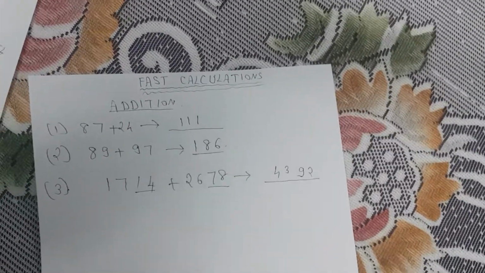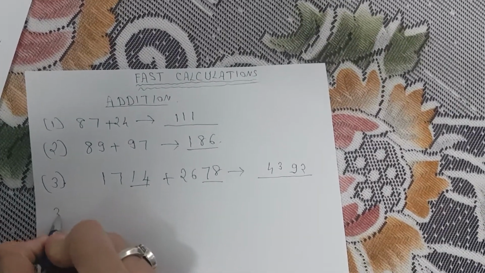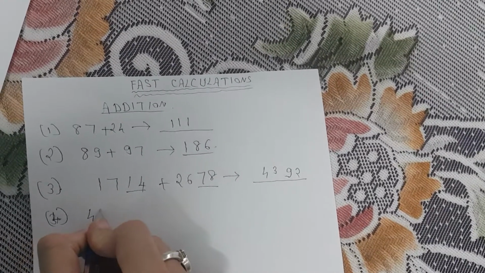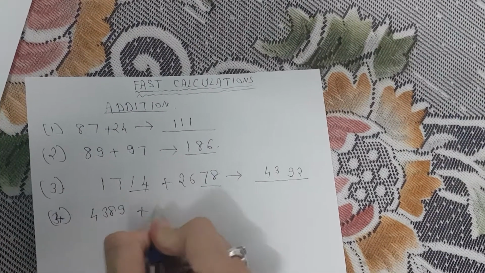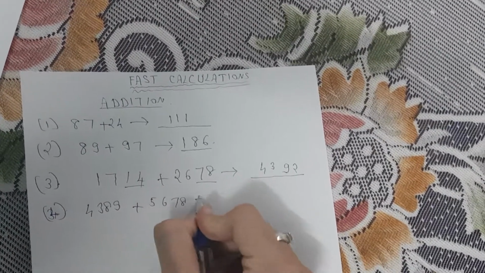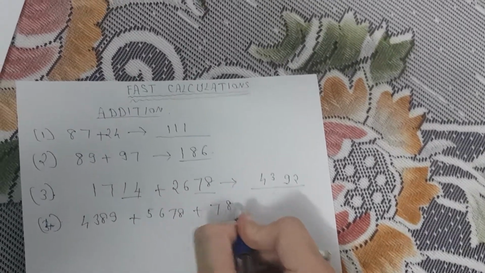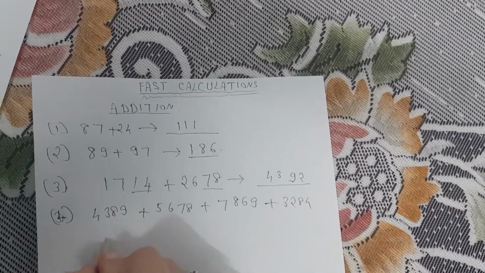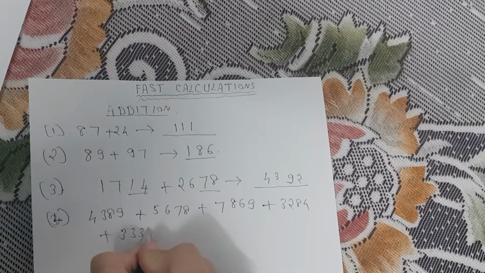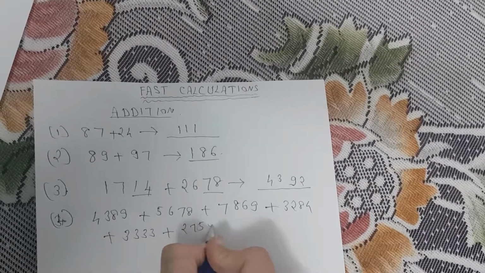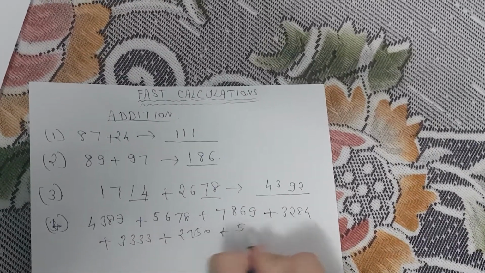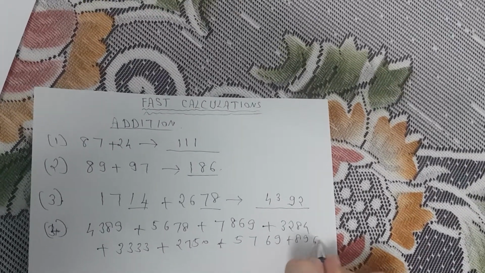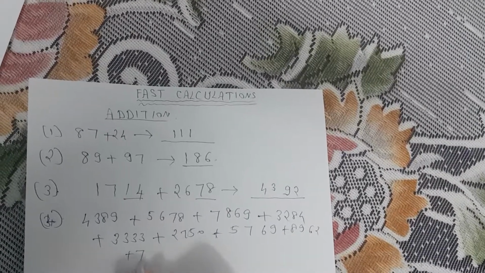Now let me take one more question. This time this question will be a little bit lengthy. 4389 plus 5678 plus 7869 plus 3284 plus 3333 plus 2750 plus 5769 plus 8962 plus 7348.